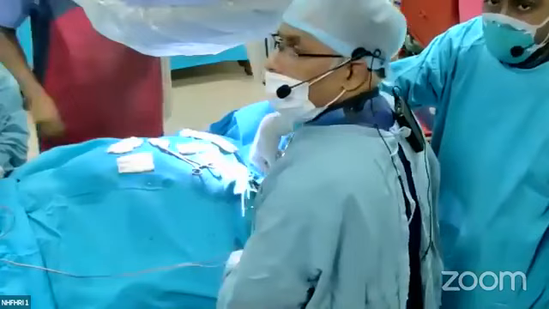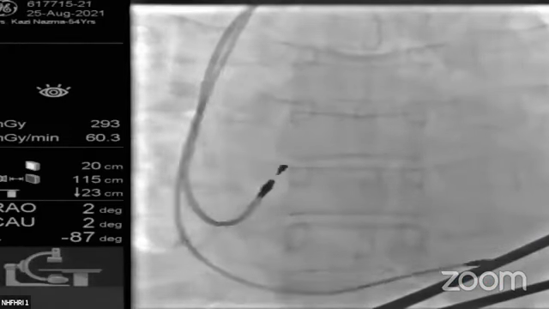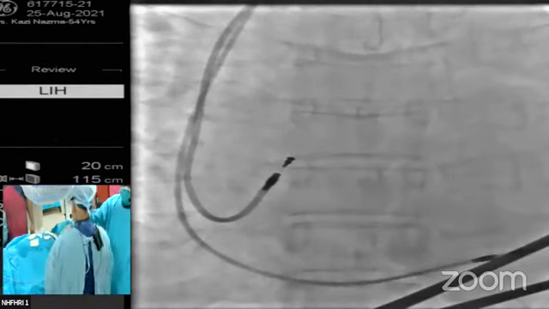Frequency is more than that top ventricular lead. So this is the movement of the atrial lead in the right auricle.